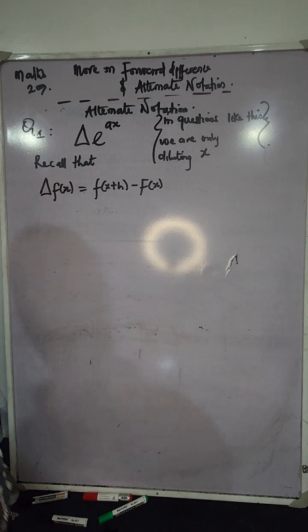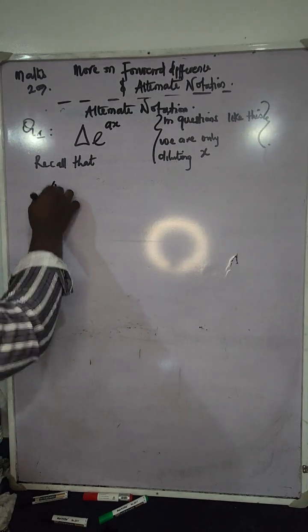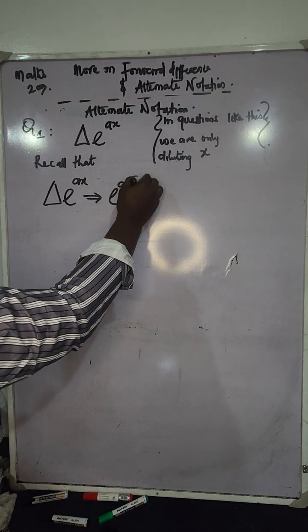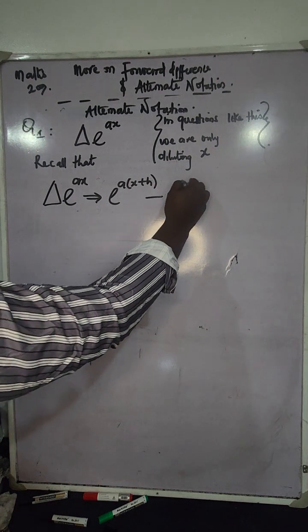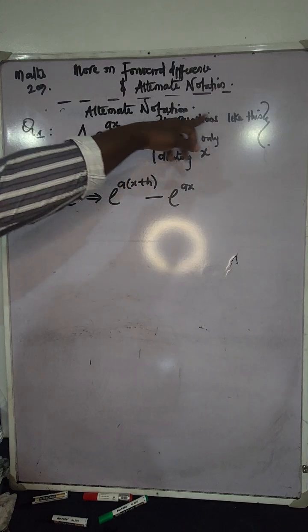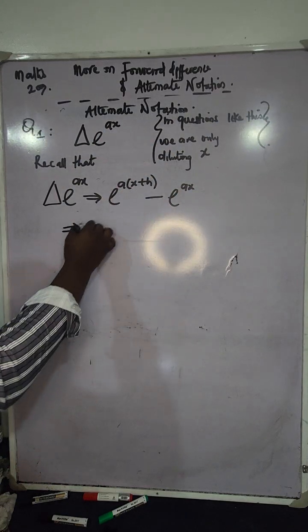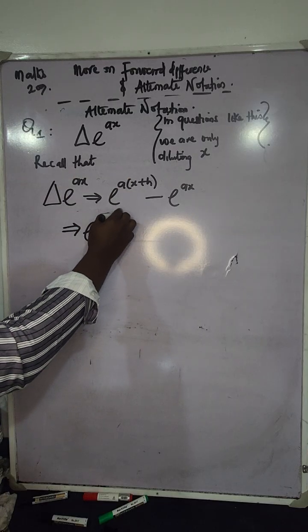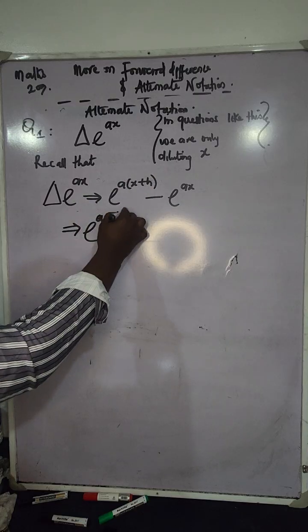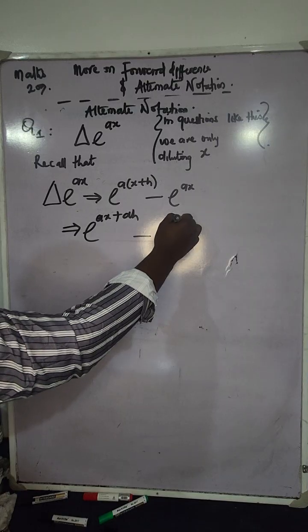So it means that the forward difference of e to the power of ax is e to the power of ax plus h minus e to the power of ax itself. I'm only differencing x. In questions like this, you're only differencing x. And so from here, what we're going to have is e to the power of ax plus, opening brackets, a times x, ax, a times h, ah, minus e to the power of ax.